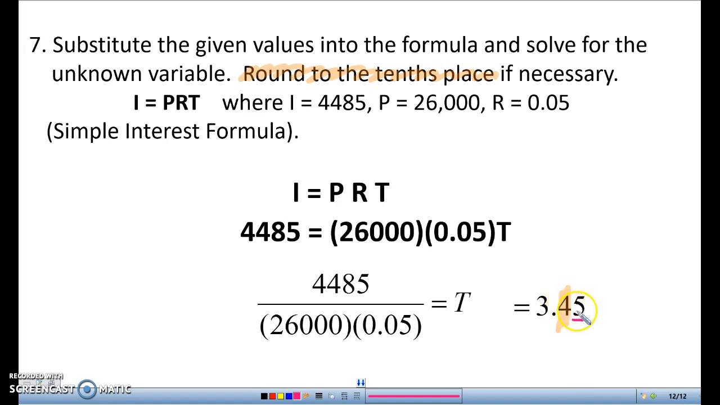So if the next number over is 5 or greater, it forces this number to round up one. If it's less than 5, it stays the same. So here our final answer is what? Yeah, 3.5.